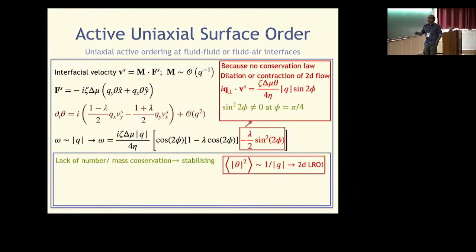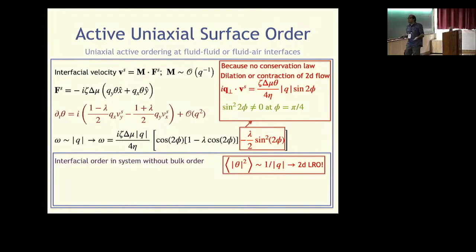And if this is stable, and you calculate the static structure factor of angular fluctuations, you have to add noise to it to calculate this, of course. The static structure factor of angular fluctuations goes as 1 over Q, and that immediately tells you that you have two-dimensional long-range order. You can go further and show that there is no relevant nonlinearity in the problem. It cannot happen. You cannot have a relevant nonlinearity. So this linear theory is all that you have, actually.